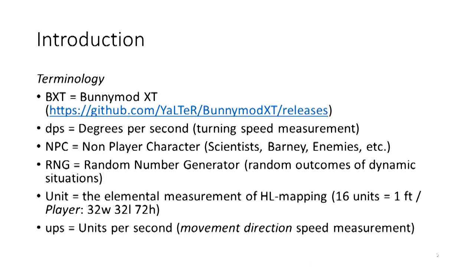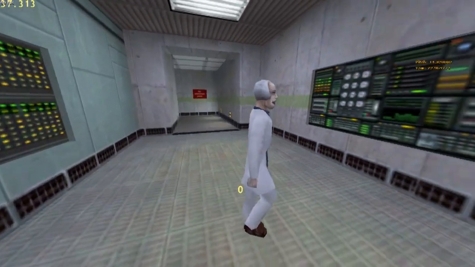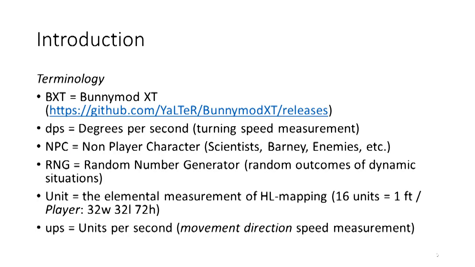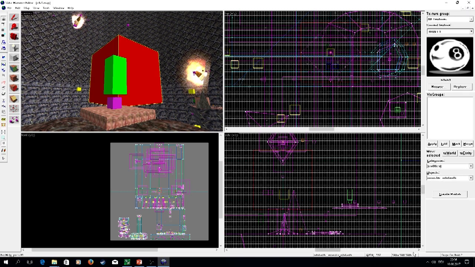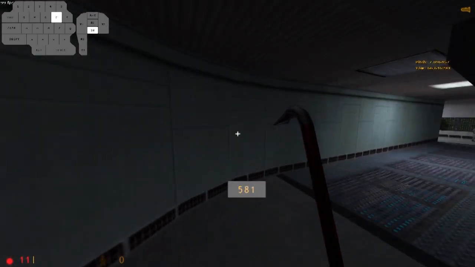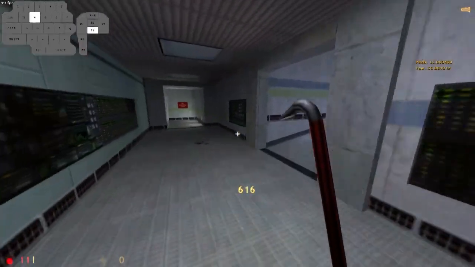There are some abbreviations that will be frequently used in this tutorial, like BXT, which stands for BunnyModXT, DPS, degrees per second, which is a measurement for the turning speed of your player. NPCs, non-player characters like scientists or the Barney. RNG, random number generator, which will be known by most other games as well. Unit, which is the elemental measurement of Half-Life mapping. And UPS, units per second, which is the speed measurement for horizontal speed.